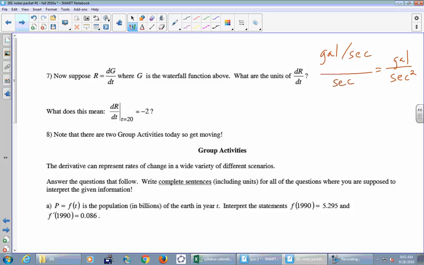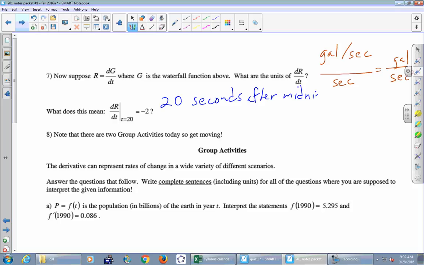So let's see if we can interpret here. What does this mean? dr dt evaluated at t equals 20 equals -2. So something is happening at t equals 20. Let's start our sentence there. 20 what? 20 seconds after midnight. Okay, something is happening. Let's see, -2. We've got our units for -2. -2 gallons per second every second.